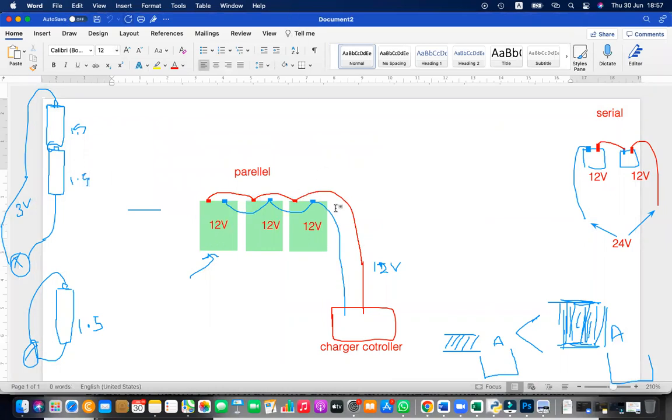First thing that we need is solar panel. We have to connect them parallelly. Then what you need? Okay, second unit charger controller.